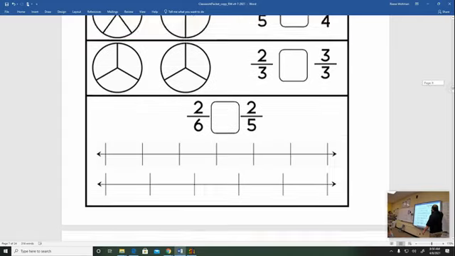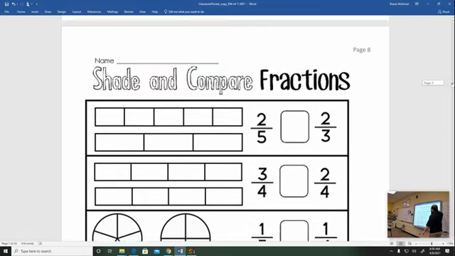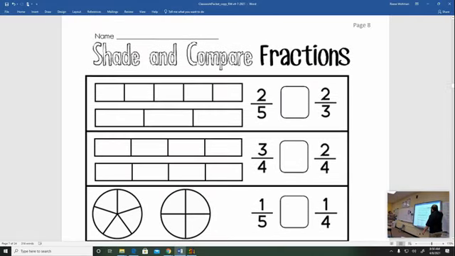And then this one, you got a couple different things you have to do on it. It says shade and compare. So on this one, you're not just comparing, you're shading them as well. Okay? So if you compared and you didn't shade, then make sure you go back and shade. This one here, how many of these do I have to shade on the top one? How many do I need to shade there, Nick? 2. That's right. For 2/5.